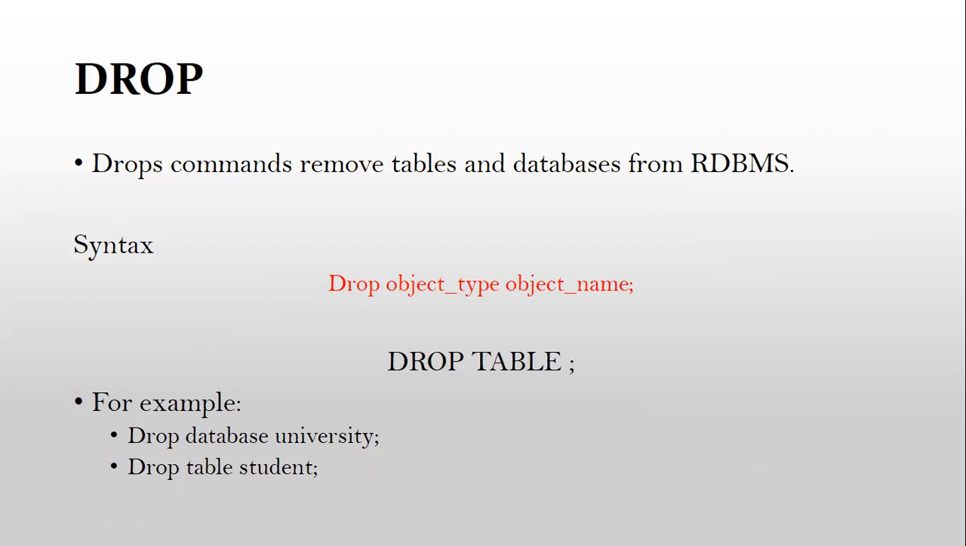Moving to the next, that is drop. Drop is used to remove the tables or any other objects or database from the database, whatever you have created. Now, what is the syntax for that? Drop is the keyword, then object type and object name. So for example, when you want to drop a table, you can write drop table and then the table name. Examples are given here: drop table students, or if you want to delete the complete database, you can write drop database university.